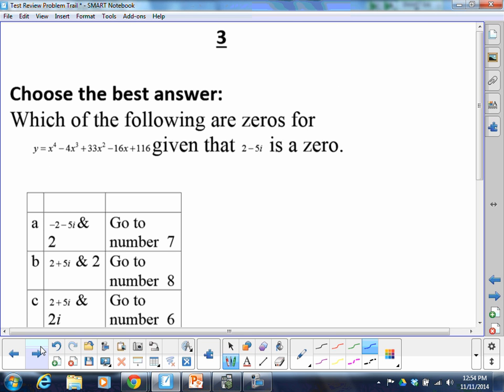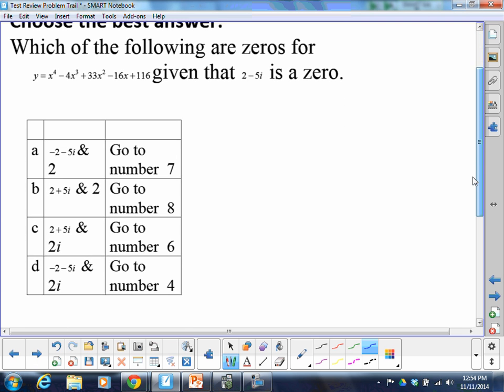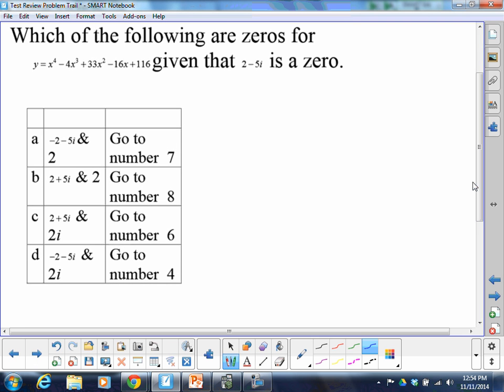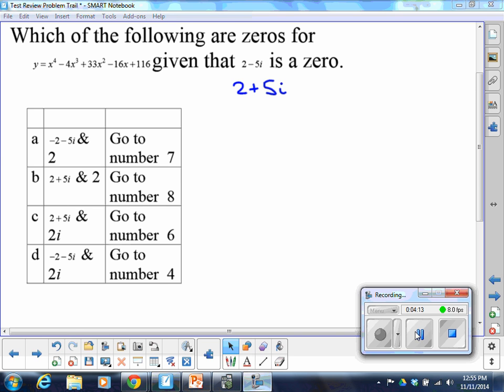Okay, number 3, which of the following are zeros? They give us one of them. Okay, we got this kind of messy 4th degree term. If 2 minus 5i is a 0, we also know that 2 plus 5i is going to be a 0 automatically. Okay, again, that's that complex root, so it's going to have its conjugate pair with it. Now, I don't know about the other ones yet, so we may have to do a little work and see what happens. So what I would do is sketch a graph of that thing. Okay, let's see if we can get that thing graphed and take it from there.